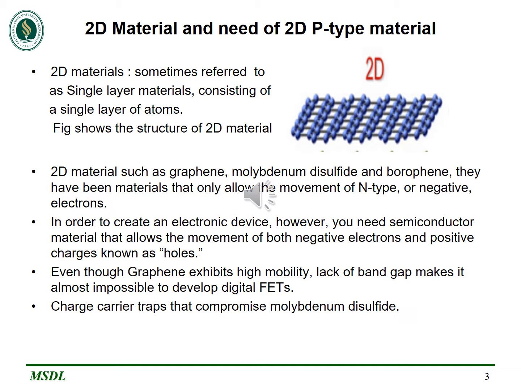Even though we have graphene, which exhibits a high mobility, the lack of band gap makes it almost impossible to develop into digital FETs. Also, in the case of molybdenum disulfide, the charge carrier traps make the mobility of molybdenum disulfide lower. Traps are impurities or dislocations that can trap the electron or hole and hold it until the pair is complete. That's why it reduces the mobility and hence the speed.